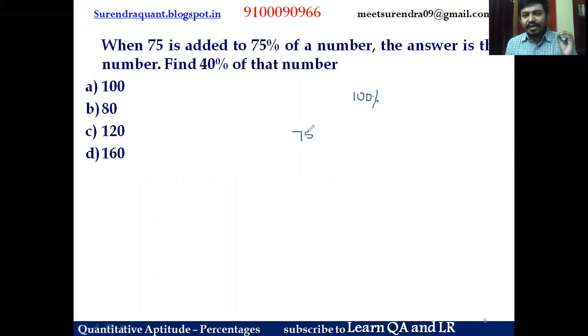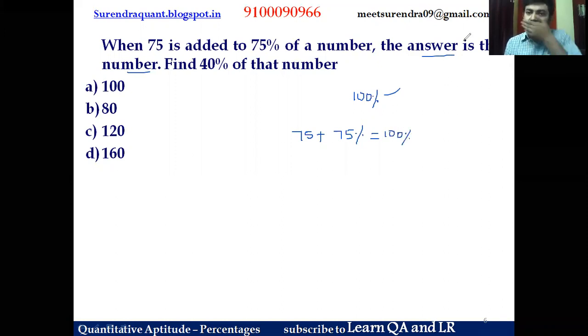If 75 is added to 75% of the number, so we have considered the number as 100%, right? What is 75% of 100? 75% itself. So if 75 is added to 75% of the number, the answer is the number itself. So the number is what, guys? The number is 100%.